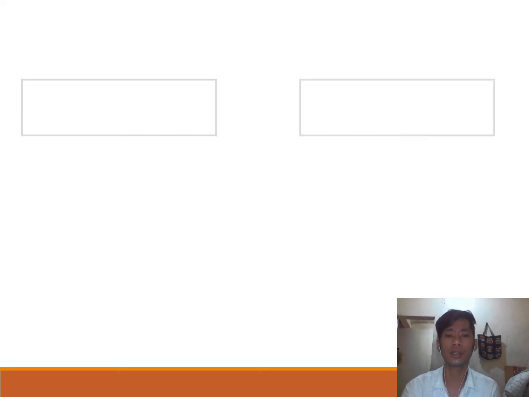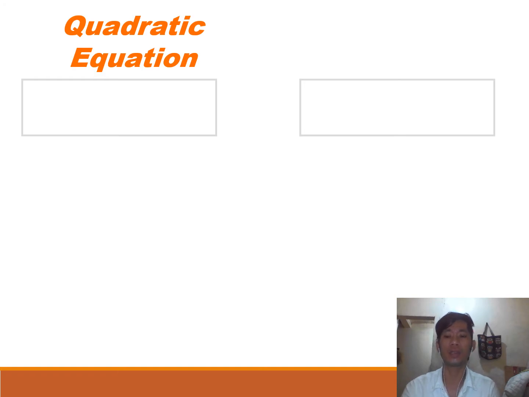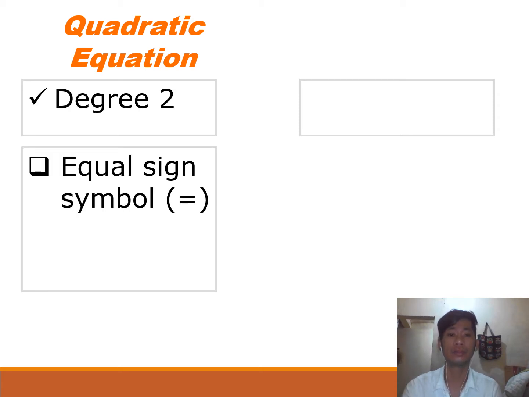Let's have first a short recap of what we have discussed this past week. So we have quadratic equation. So what is quadratic equation? Quadratic equation has degree 2. Then it uses equal sign symbol.